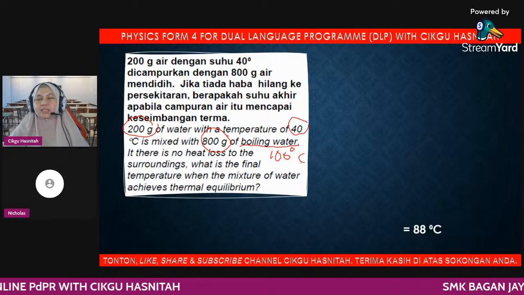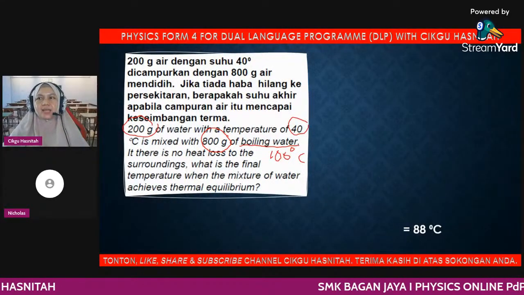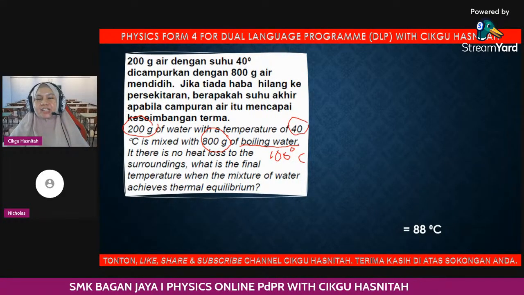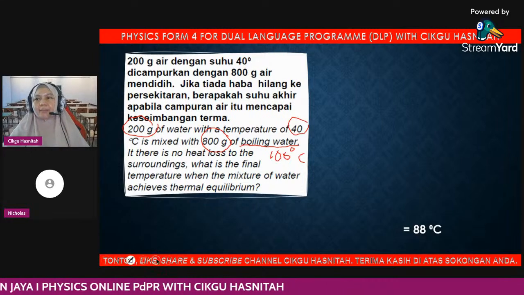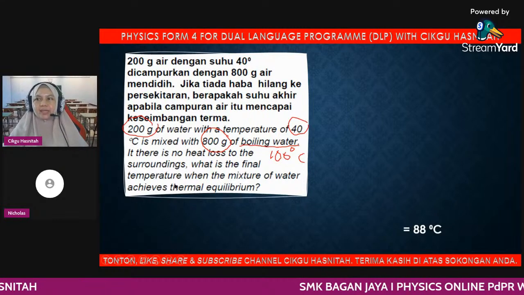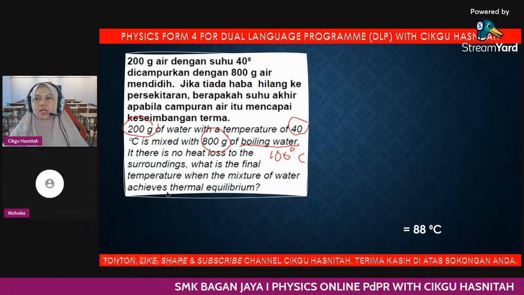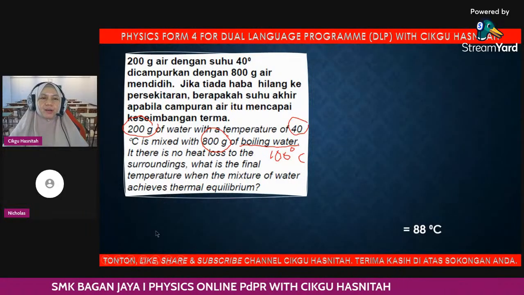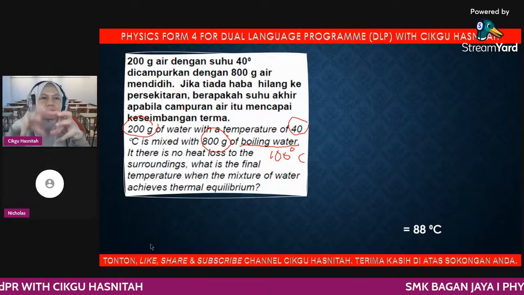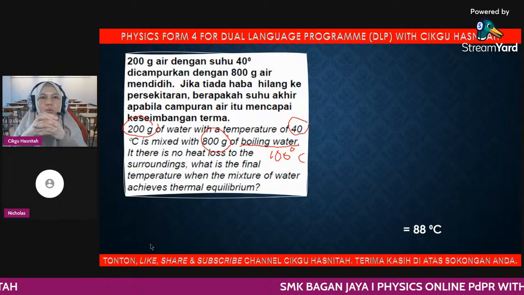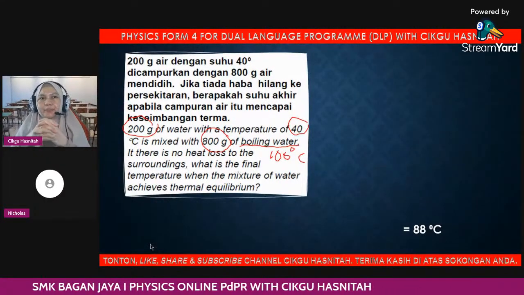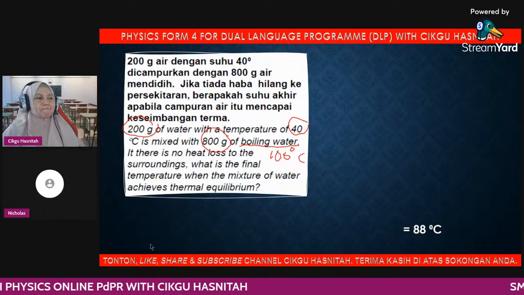So we have two types of water: cold water of 40 degrees Celsius and hot water of 100 degrees Celsius, with masses of 200 gram and 800 gram respectively. They tell us that if there is no heat loss to the surroundings, what is the final temperature when the mixture of water achieves thermal equilibrium? What formula should be applied here?